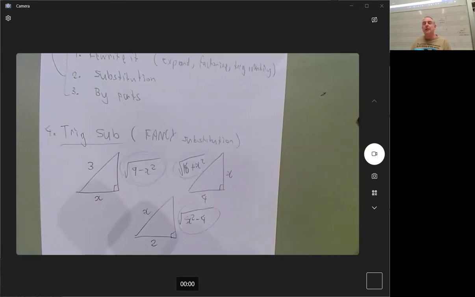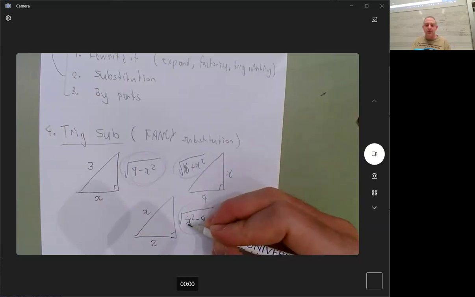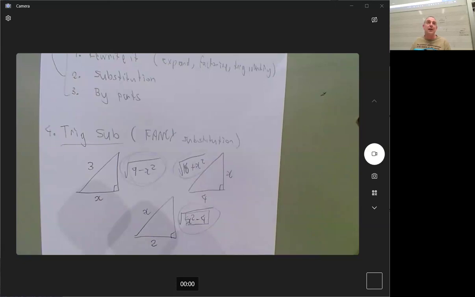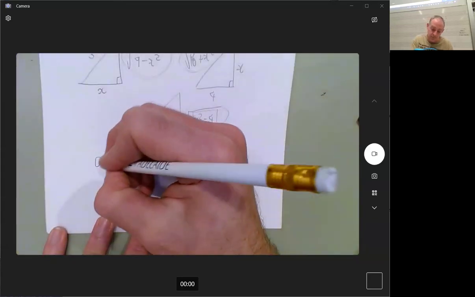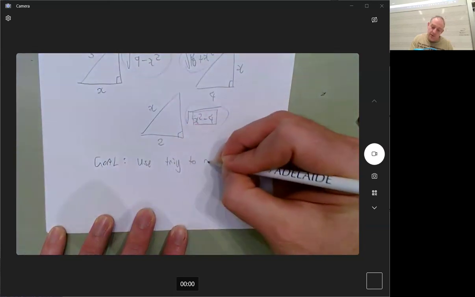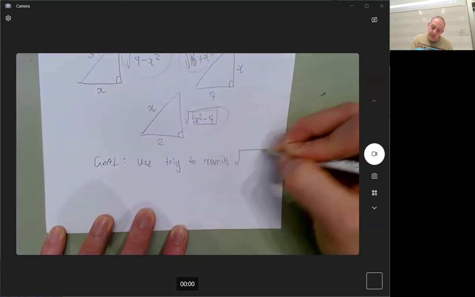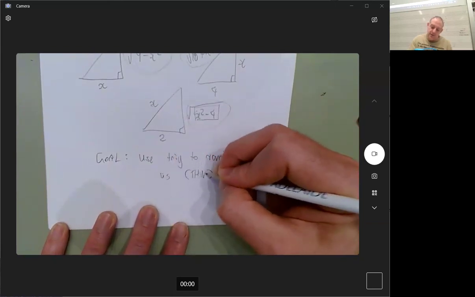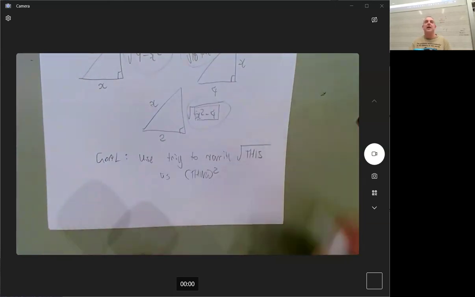And the vibe of these is that you would like to rewrite this expression under this square root as something that is already squared, so that you can square root to square and make it go away. That's the goal. So the goal: use trigonometry to rewrite this bit as things squared so that it can cancel out the square root. That's the goal.